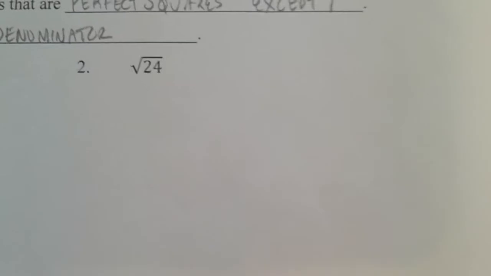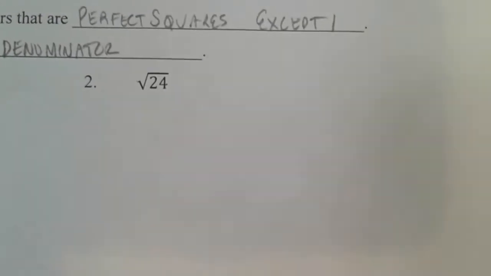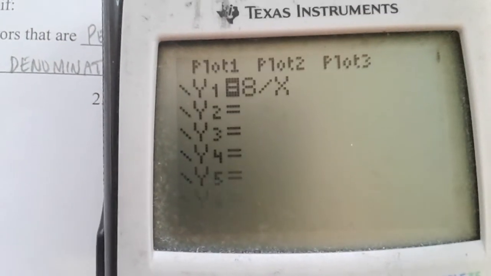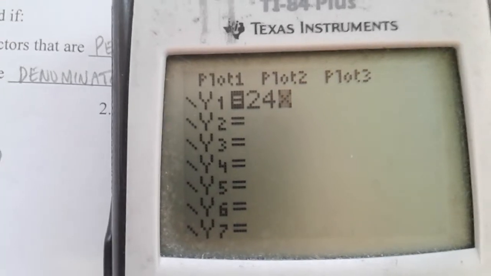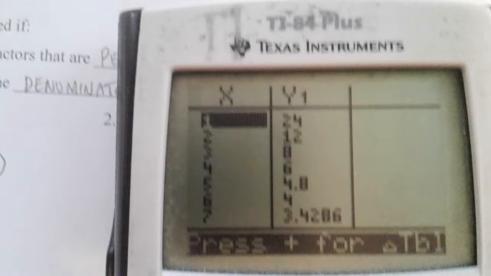Okay, here we see example 2, the square root of 24. So once again, I want to see, does 24 have any factors that are perfect squares? So what I'm going to do is hit my y equals, type 24, have it divided by x, second table, and list all my factors.